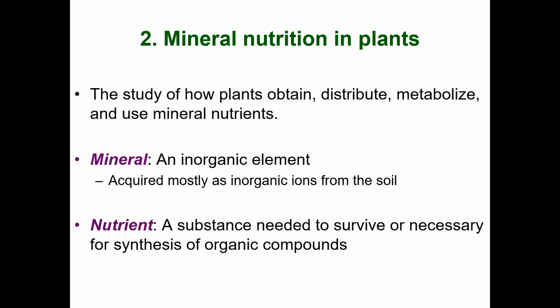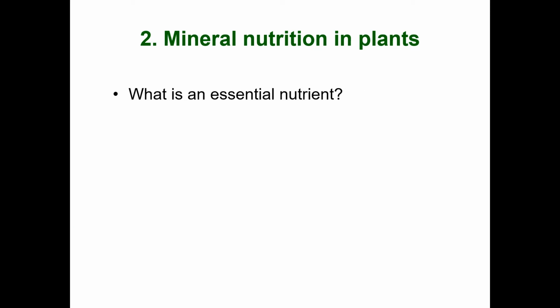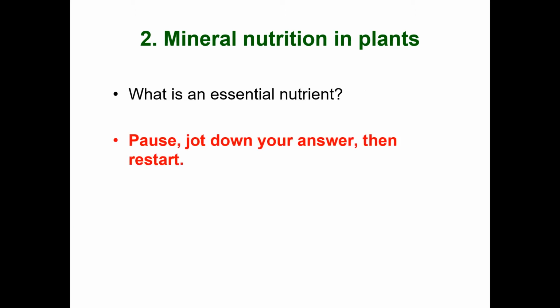The distinction being that a mineral would be any inorganic element, usually acquired as an inorganic ion from the soil, for example. A nutrient specifically is a substance that could be a mineral that's needed for a plant to survive or necessary for the synthesis of organic compounds. So the distinction between something that happens to be present in the soil, an inorganic element, versus something that's definitely needed by the plant. Now, what would we consider an essential nutrient?